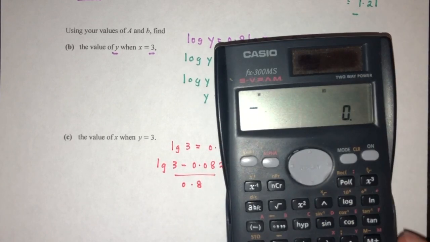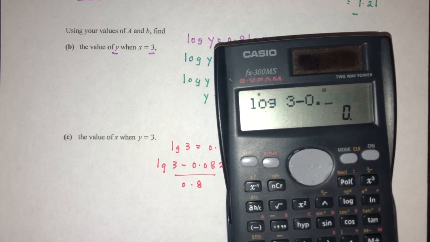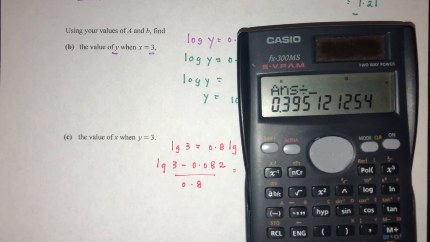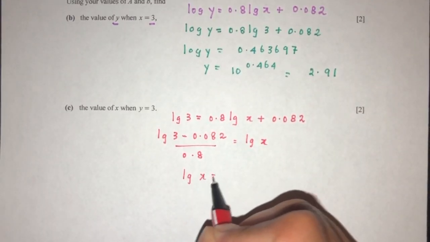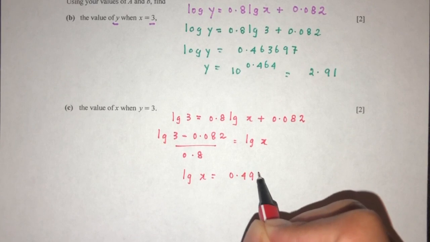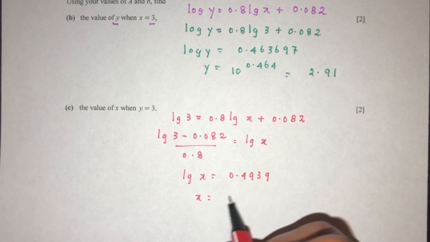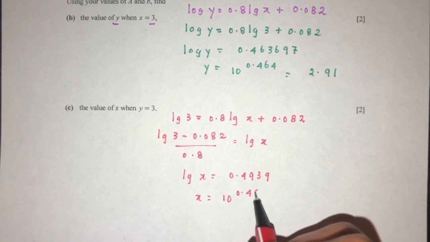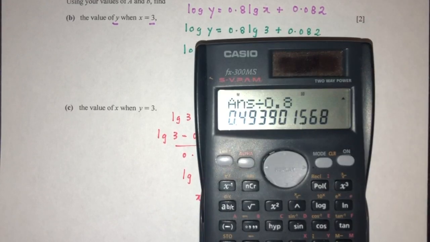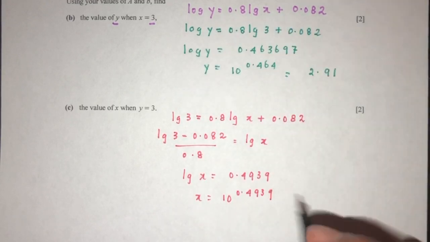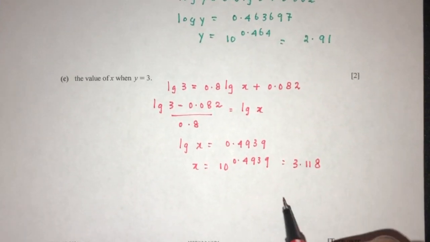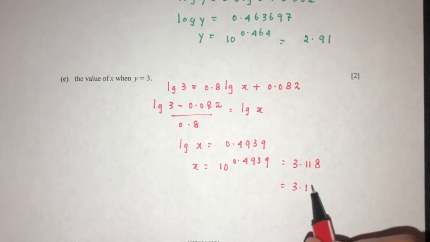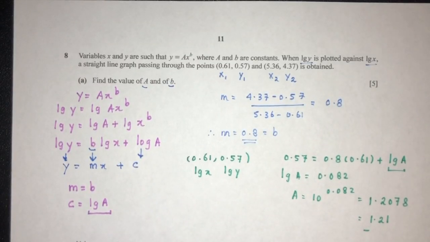So let's see, what do we have? Log of 3 minus 0.082 divided by 0.8, that will be log of x, 0.4939. X will be 10 power 0.4939. That will be 3.118. So your answer correct to 3SF will be 3.12. 3SF. And that will be your question number 8.